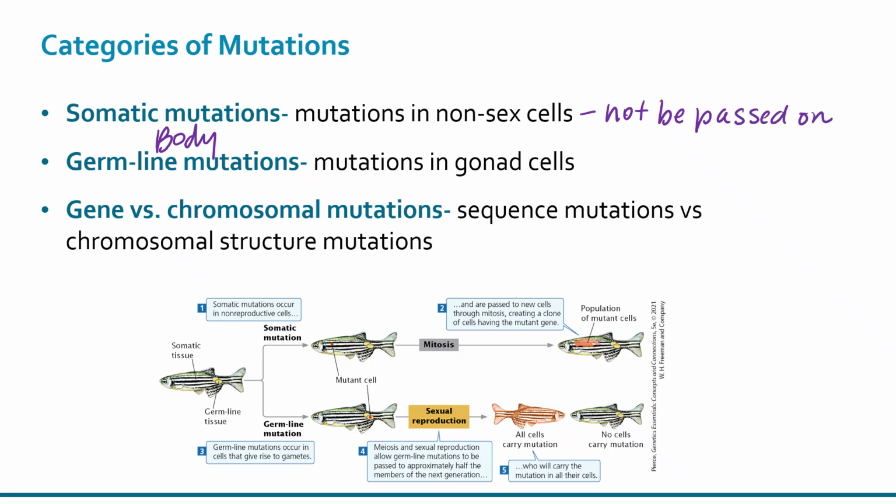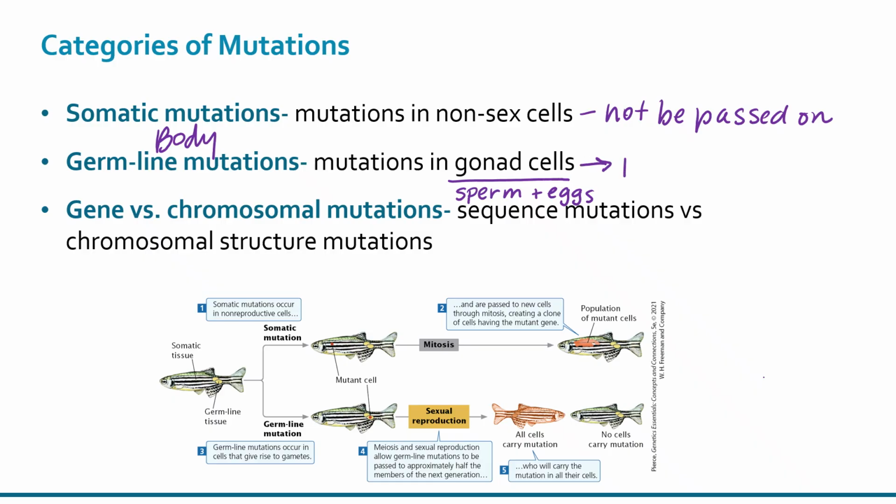However, when a mutation occurs in a germline cell, such as our sperm or eggs, these ones are important from an inheritance standpoint because they are going to be passed on to the next generation. So if we have a mutation in our gonad cells, and remember our gonad cells produce the sperm or the eggs, then that mutation is going to end up in any sperm or egg that is produced from that line.